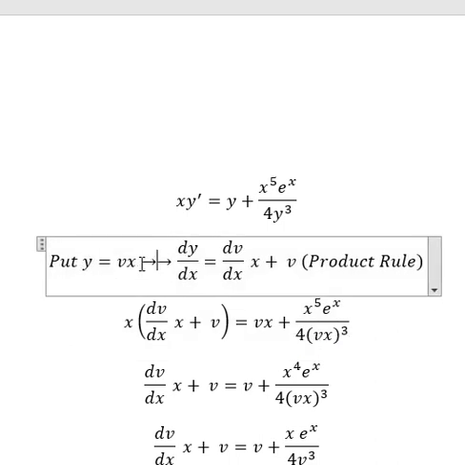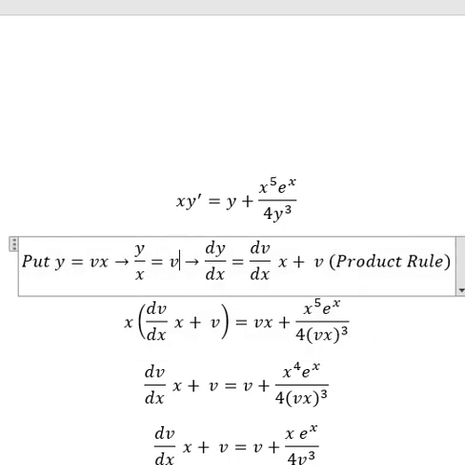So we need to divide both sides by S. And now we need to change V into this one.